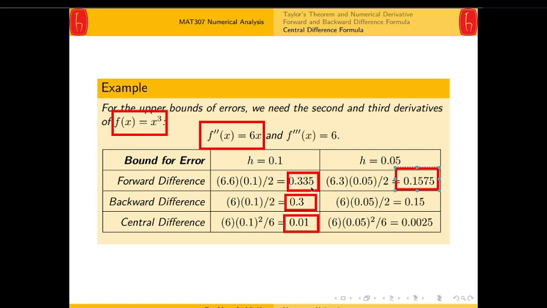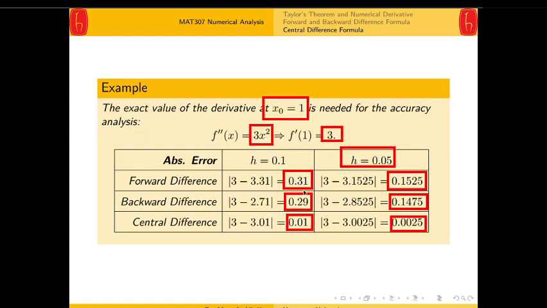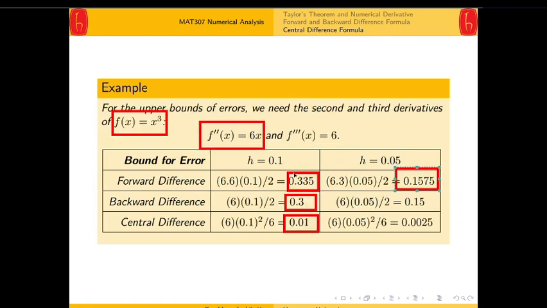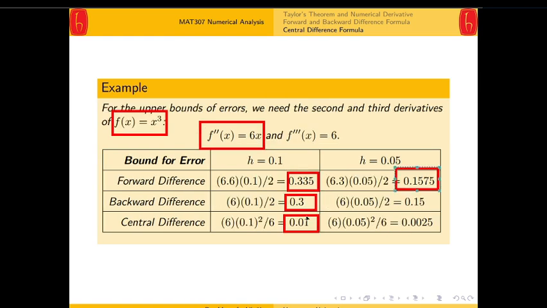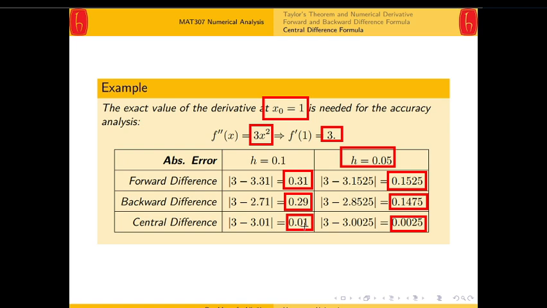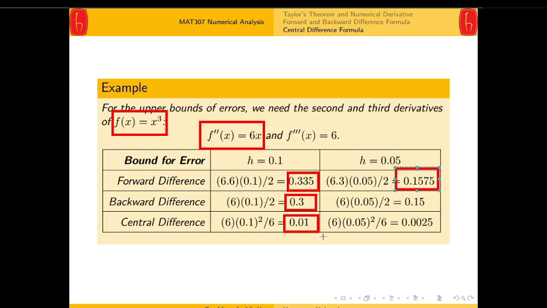The upper bound for the error will be 0.335, but here we have 0.31 for the error. So the error is less than the upper bound. Okay, and here 0.3 is the upper bound, and what we observed was 0.29, and here the upper bound was 0.01, and the error itself is 0.01. So the error cannot be beyond this quantity. You can also observe the same for the h equals 0.05 values, so you need to compare them.